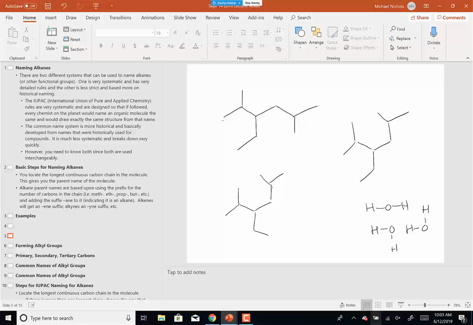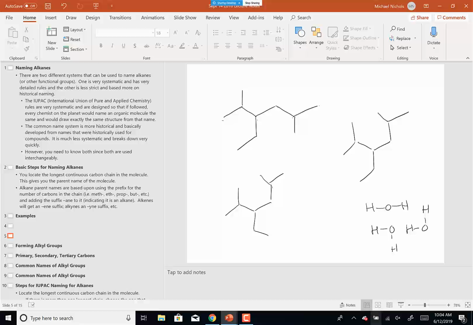Ultimately, how do I know two molecules are going to be the same? Because they have the same name. We're going to use that test throughout the semester and year. If you have two molecules and you don't know if they're the same or not, the first thing I'm going to say is name them. If they have the same IUPAC name, they are the same molecule.